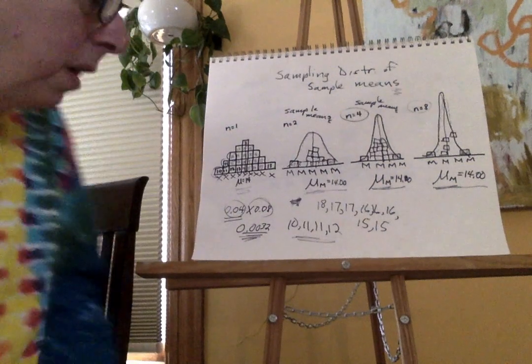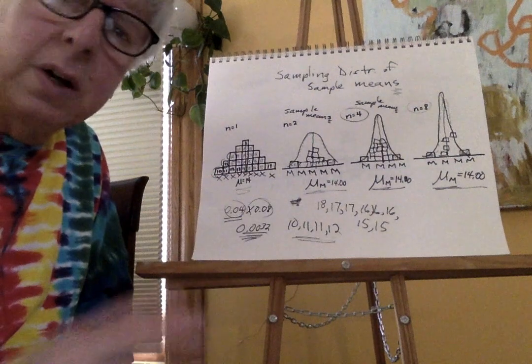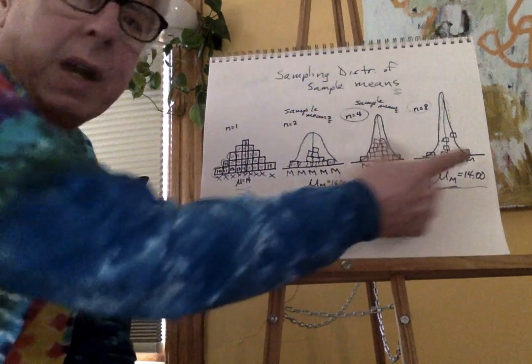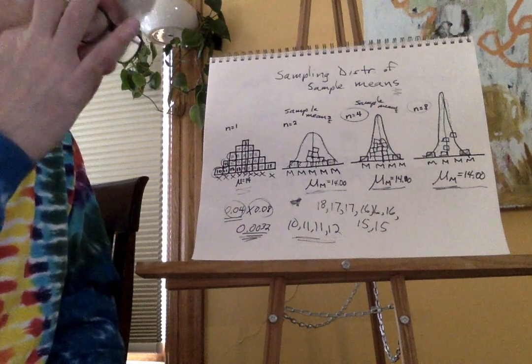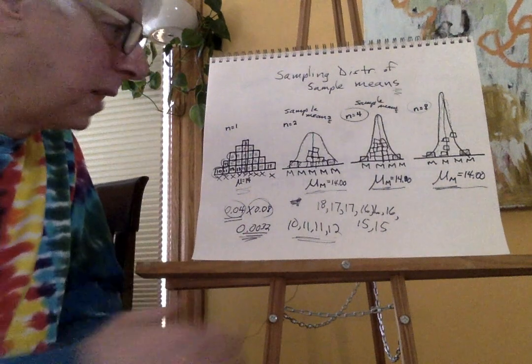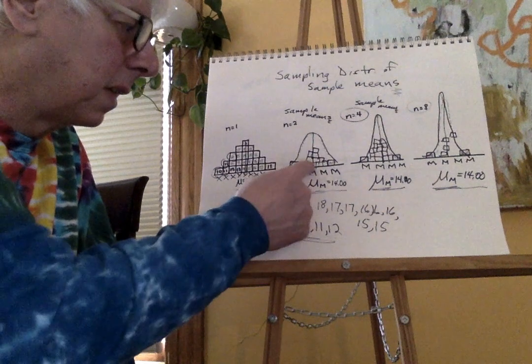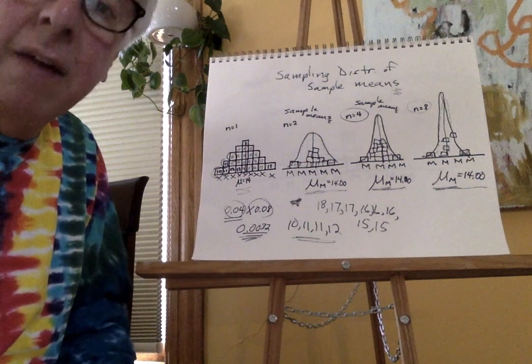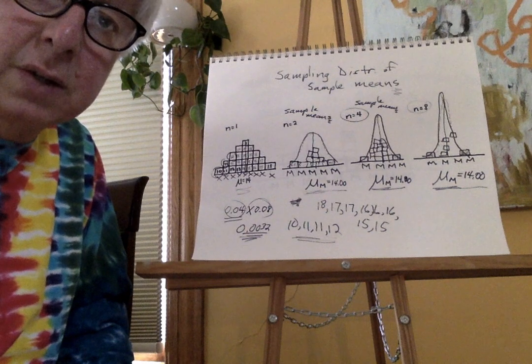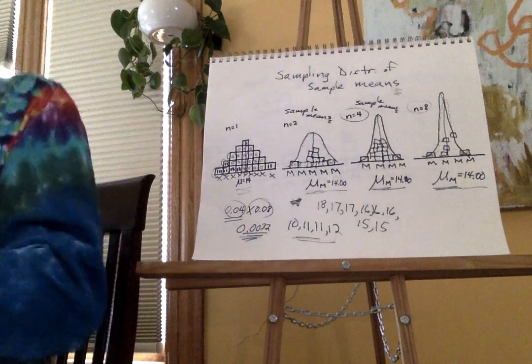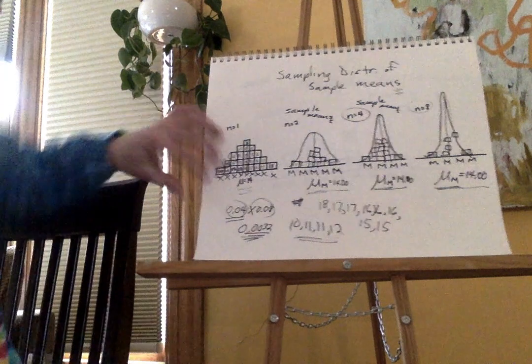And the larger our sample size, the more we expect things to get in the middle. Okay, the larger our sample size, the more we expect to get things that look like they're average. Okay, so this relates to central limit theorem. Central limit theorem.